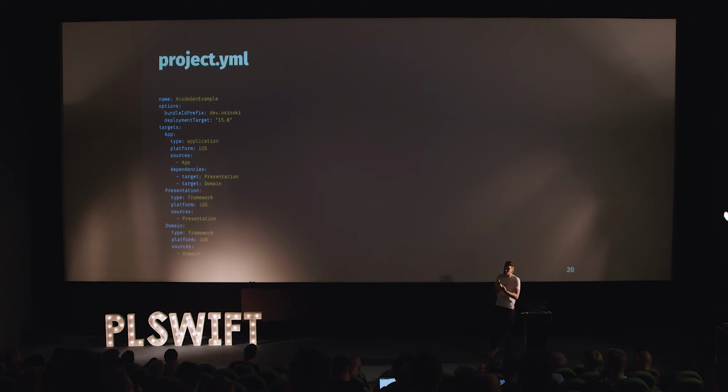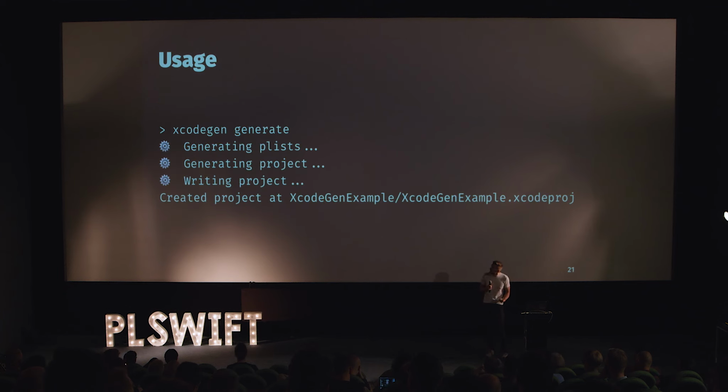After we write our project YML file, then we need to run XcodeGen. And the command is simple, just xcodegen generate. After you run it, XcodeGen will generate your Xcode project for you, and then you can open it in Xcode and work with it as usual.